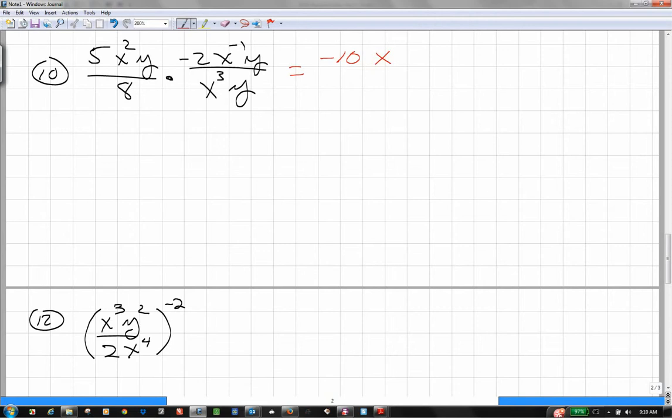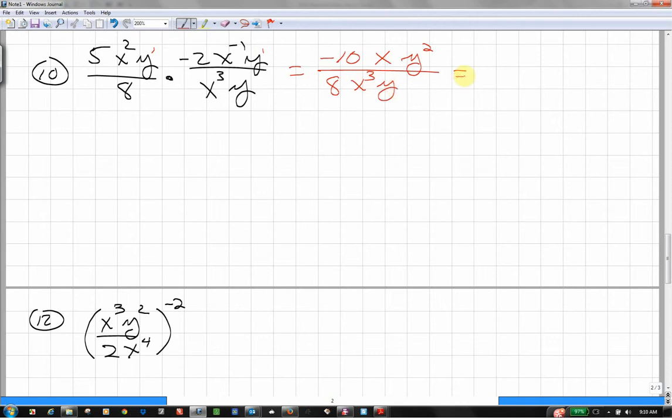The y's, I have a y times a y. They both have exponents of 1. So that's going to be y squared. That's my numerator. The denominator will be 8 x cubed y. Now let's simplify numerator to denominator.